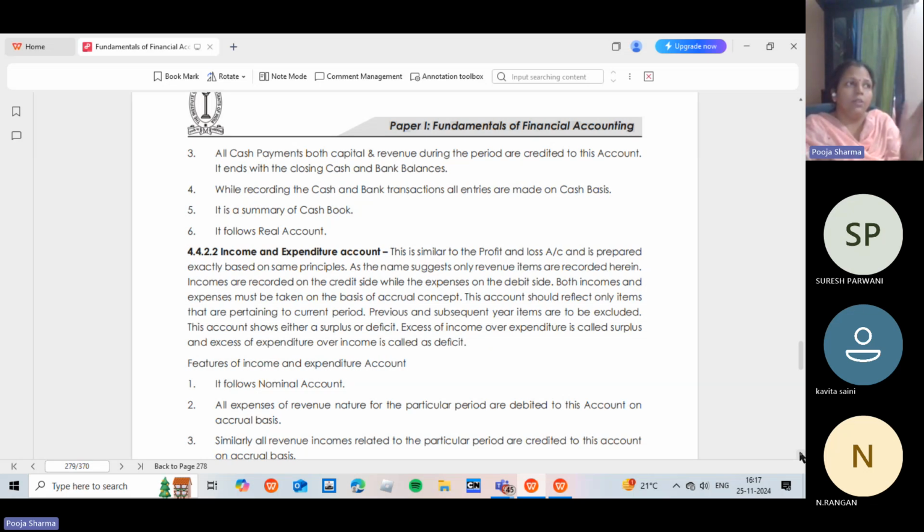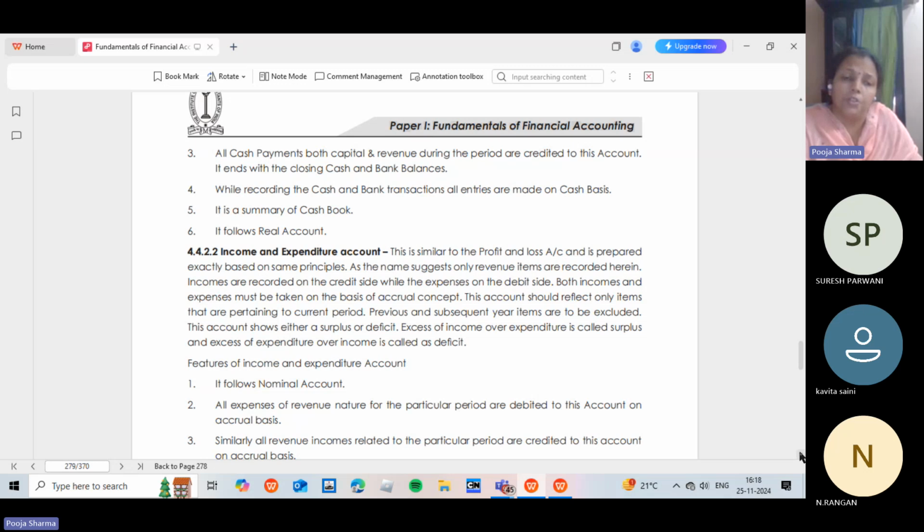Whether an item relates to the previous year or the next year, no such item will be included. Only the current year items will be included. I have already told you it is a nominal account. Just as the receipt and payment account is a real account, here expenses of a revenue nature are debited to the account. Similarly, all items of a revenue nature should be included in it.